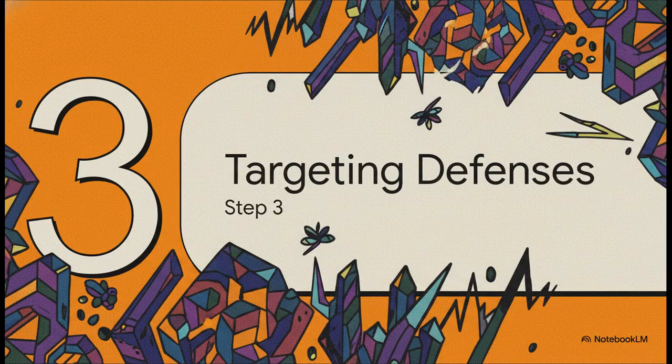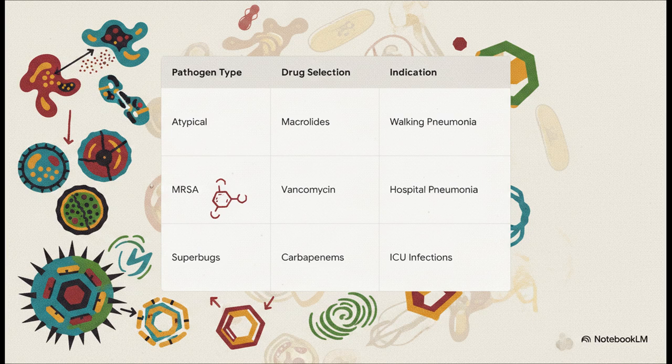Section 3, targeting specific defenses. So what happens when standard weapons fail against bugs that simply refuse to play by the rules? You know, the ones that lack normal cell walls entirely, or maybe they've developed intense resistance over time. If we map out how we escalate our force against these specialized bacterial defenses, it reveals this really fascinating pattern.